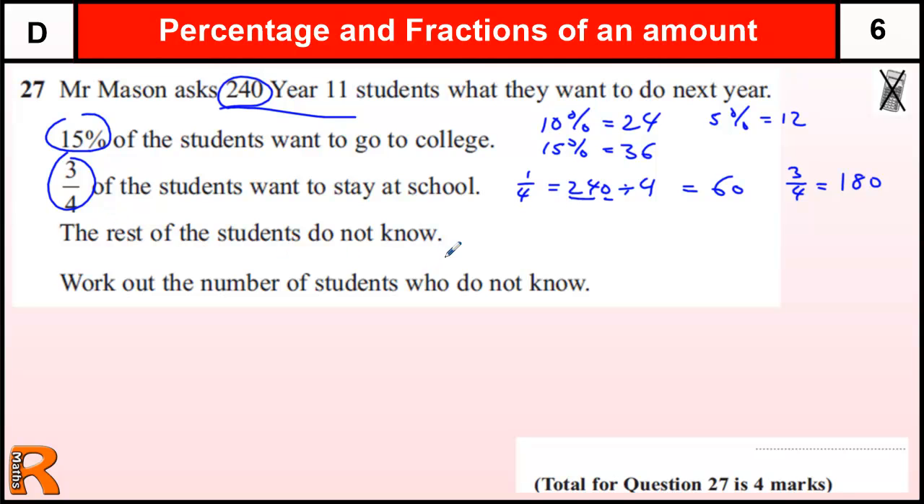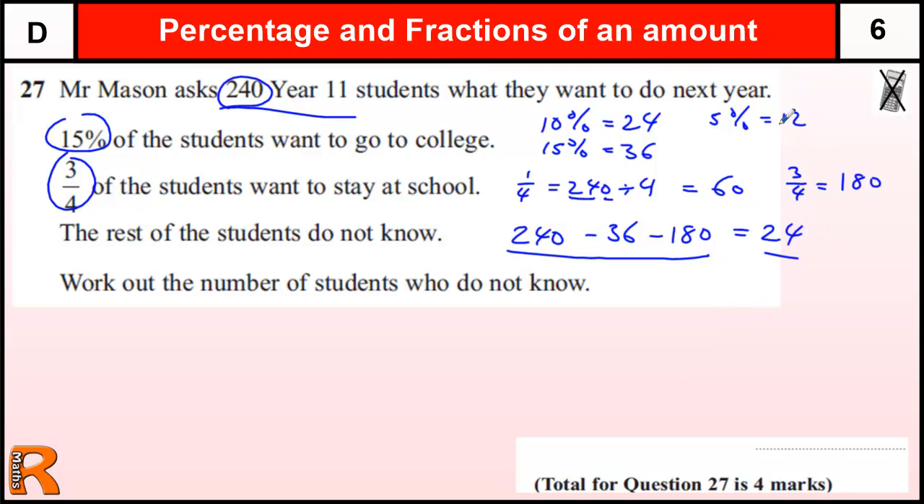The rest of the students don't know, so we've got 240, take away those 36, take away 180, and that's going to give us the answer, which is 24. So writing this calculation gets you 1 method mark, and this answer gives you the final method mark, final answer mark.